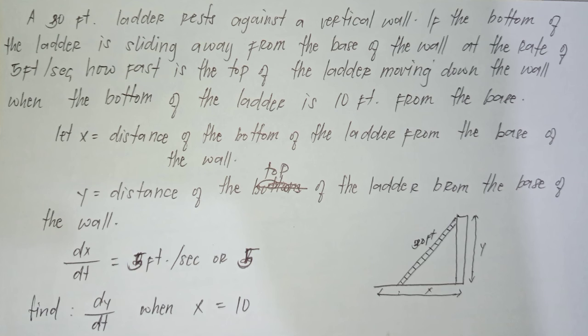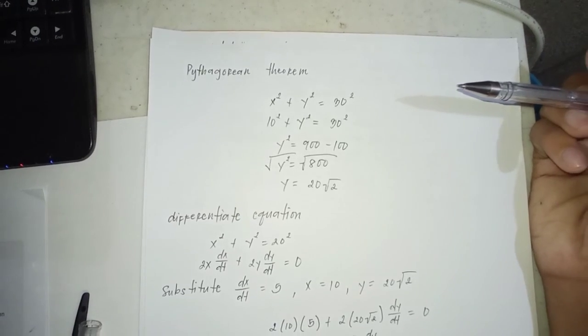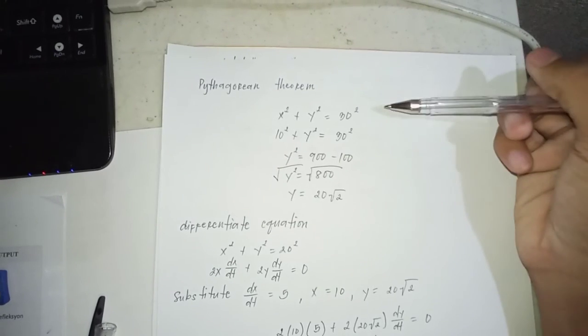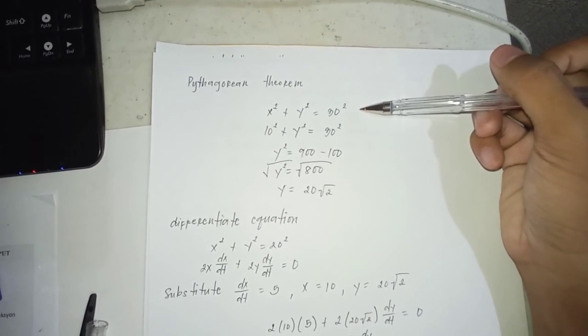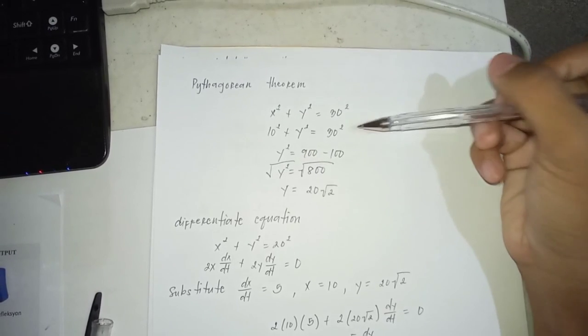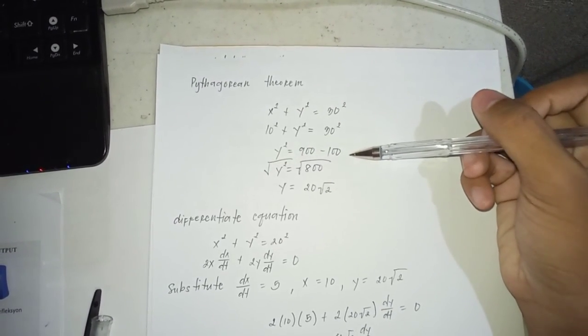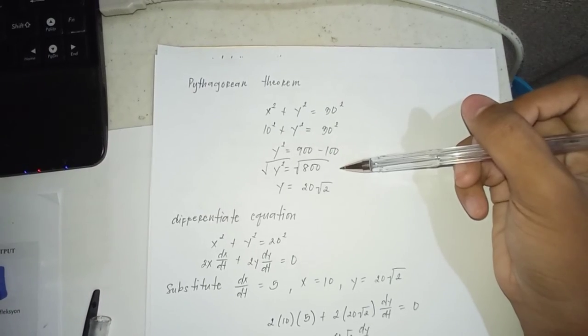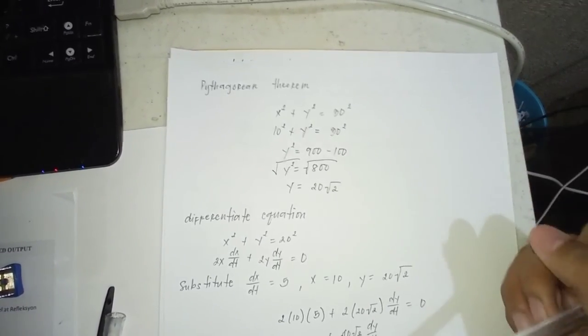Now we let x be equal to the distance of the bottom of the ladder from the base of the wall, and y be equal to the distance of the top of the ladder from the base of the wall. We also let dx over dt be equal to 5 feet per second. Now we need to find dy over dt when x is equal to 10. We solve this by using the Pythagorean theorem, x squared plus y squared equals 30 squared. Then we substitute, perform the operations, and square both sides. We get the value of y, which is 20 square root of 2.